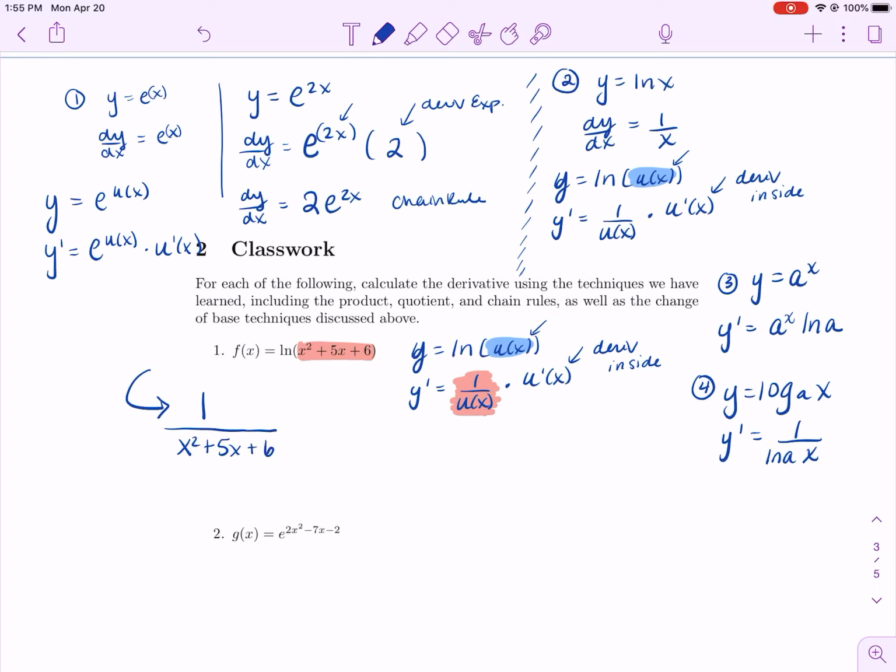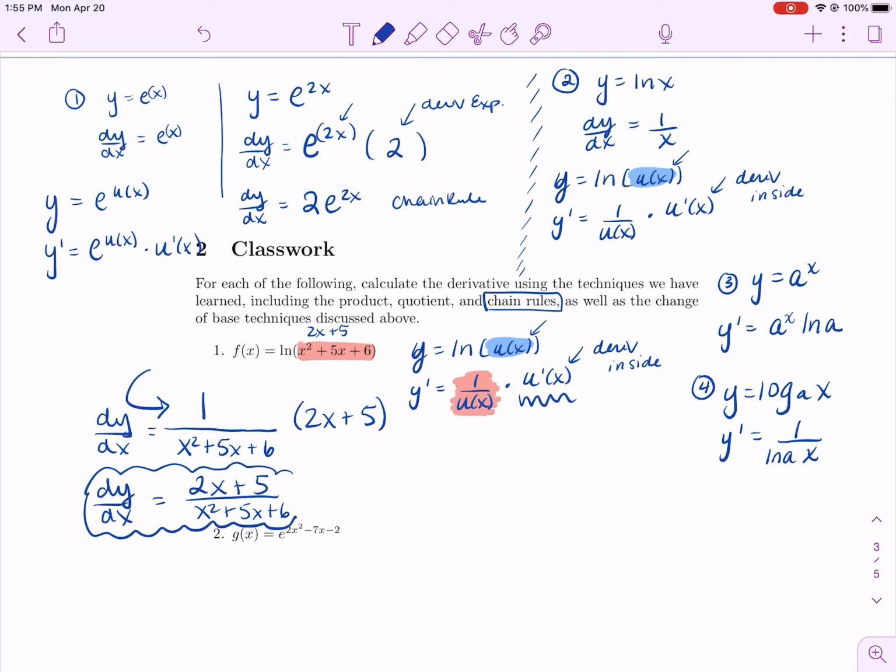But once we finish that, again, I should have labeled that with dy dx equals, note that we have to multiply that by the derivative of the inside. That's our chain rule. Your derivative of your inside here is 2x plus 5. Remember this derivative using our power rule. If you want to clean this up, your dy dx is going to equal 2x plus 5 over x squared plus 5x plus 6, and that would be your final answer on example number 1.